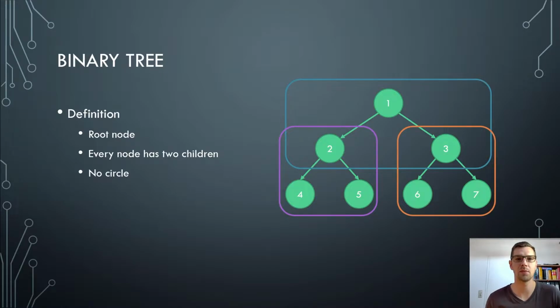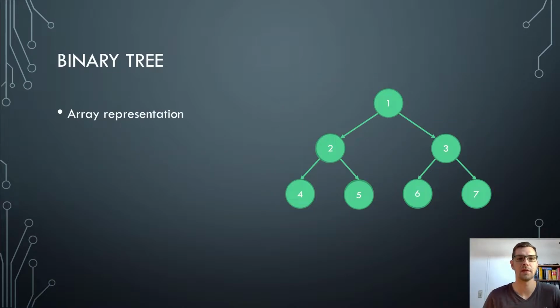And there's one more important thing to say, that there are no circles in a tree allowed. Because that would, for example, mean that there is an edge from 5 to 1, and then we would have the circle 1, 2, 5, 1, and that is not allowed in a tree.